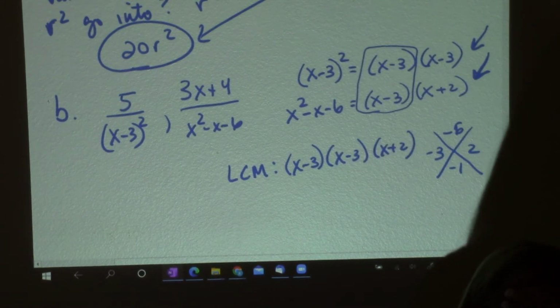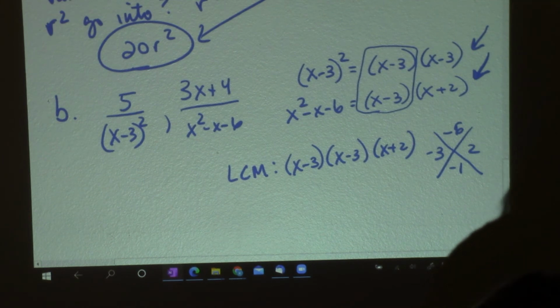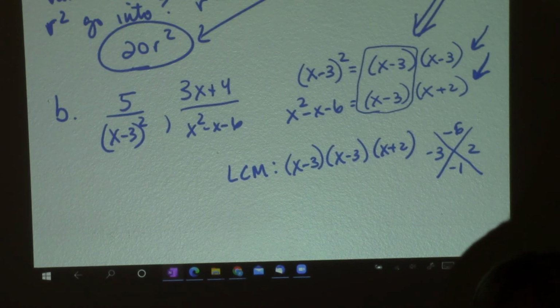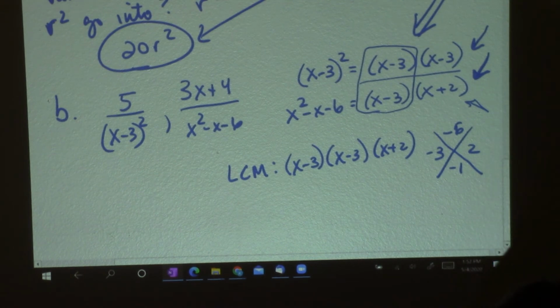Okay, the reason why I need 2 x minus 3's is that this first term has 2 of them. The second one only has 1, but it doesn't matter. The least common denominator is like a common thing. All the factors of both have to be included, okay? So this one up here has 2 of those, so my least common denominator has to have 2. In the same way, down here, this one has 1 x plus 2. Well, the top one doesn't, but I have to have that represented down here. So this would be my answer.